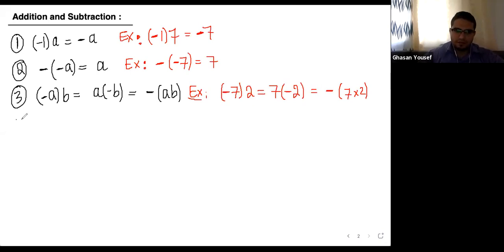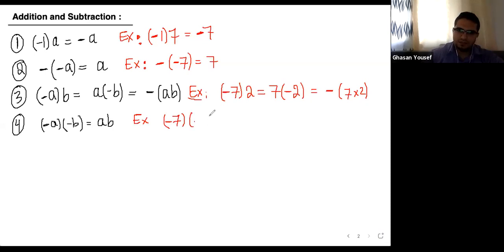Okay. Fourth property: minus a times minus b gives me a times b. Example: minus 7 times minus 2 gives me 7 times 2. They give me 14, because here they give 14, and on the other side they give 14.